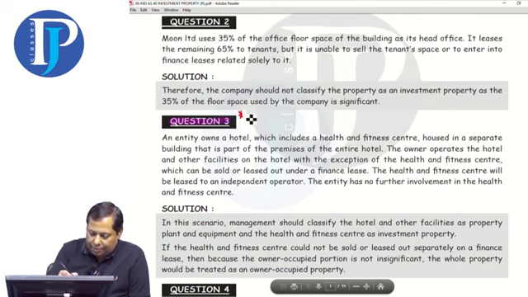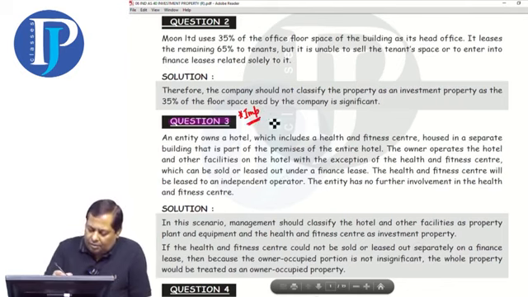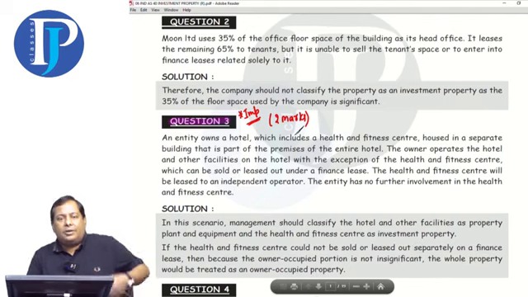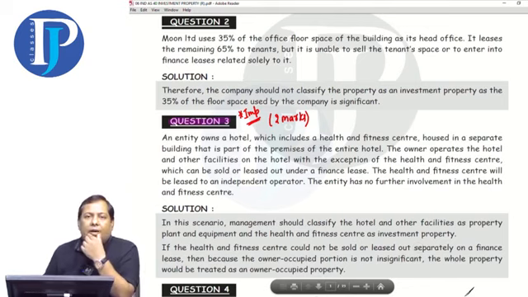I marked this important. This question in exams can be asked for 2 marks. Not of much weightage. For 2 marks, I will now read the question. If any student needs time to read the question, you can stop me.